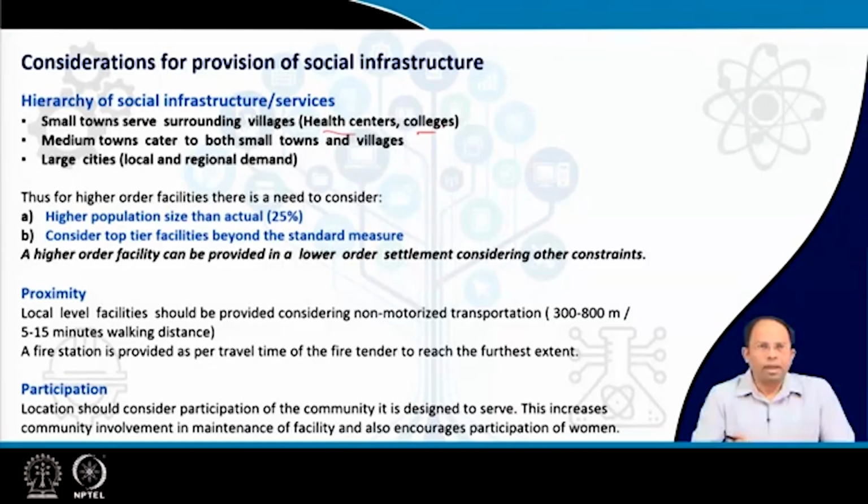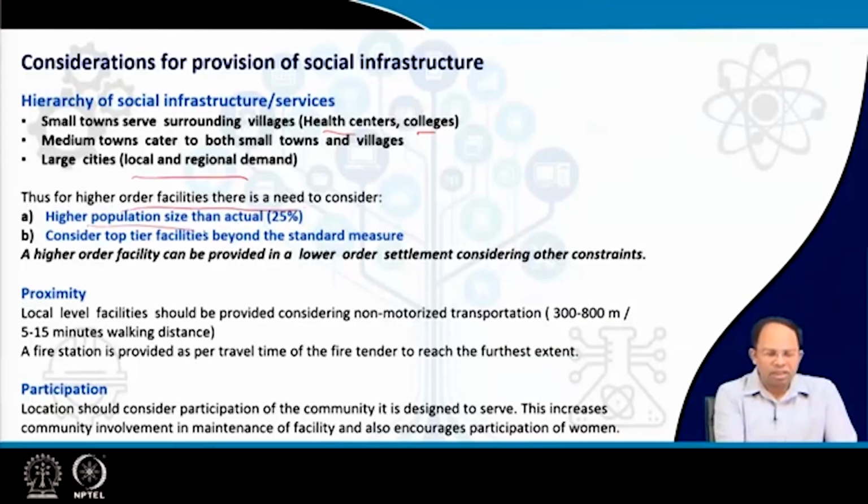Similarly, medium towns cater to both small towns and villages. So certain facilities could be there at the medium town and not there at the small town. Then large cities usually cater to both the local demand as well as the regional demand. So the number of facilities required in a large city should actually be more than what it should be, because it is catering to the regional demand. That means for higher order facilities, there is a need to consider higher population size, maybe to the extent of 25 or even more %. So higher order facilities actually cater to more population than what's given in the UNDP guidelines.